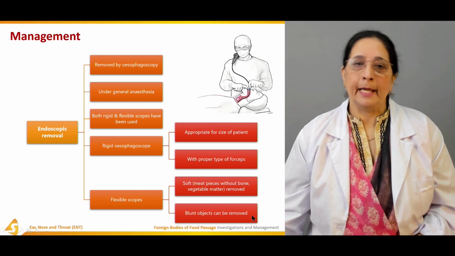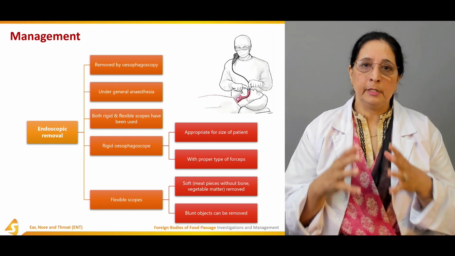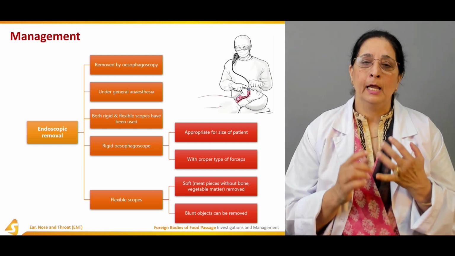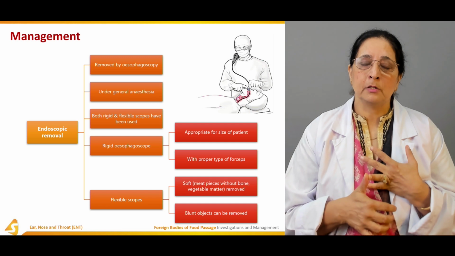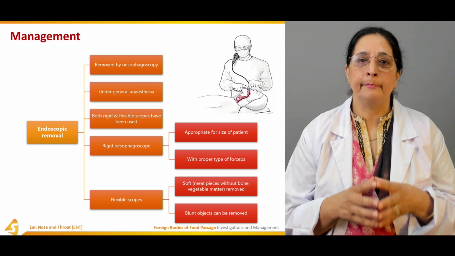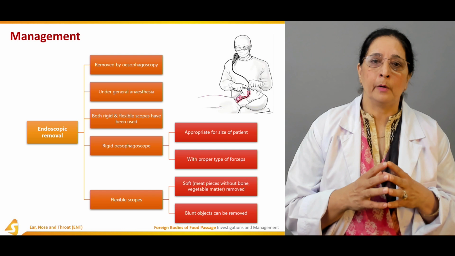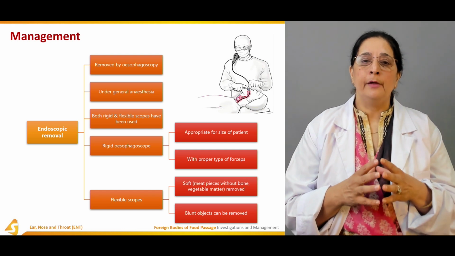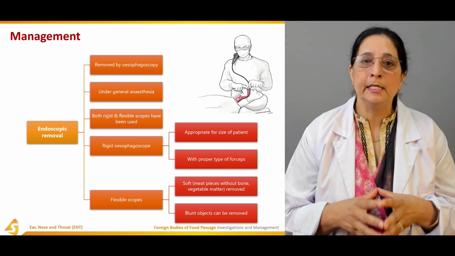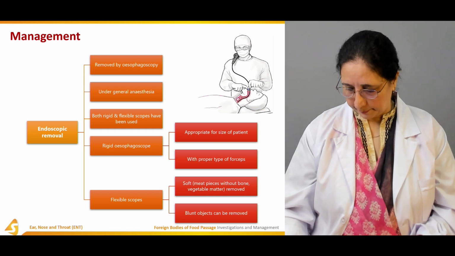Blunt objects can be removed with the flexible esophagoscope. So these are the management steps. We can use endoscopy, in which we have esophagoscopy. The esophagus is examined and then the object can be removed. It can be removed by a rigid scope or by a flexible scope. If the objects are soft, blunt ended, they can be easily removed by the flexible esophagoscope.